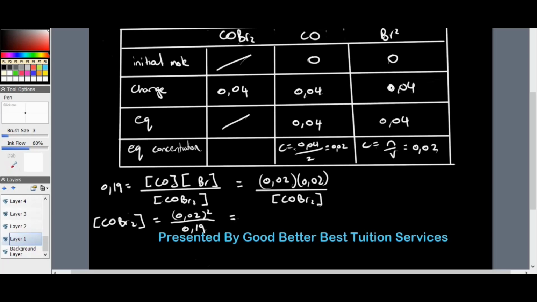So I've got 0,02 times 0,02, alright, and I want to divide that by 0,19. Okay, I'll get an answer of 2,11 times 10 to the power of -3 mole per decimeter cube, and I think that should be the correct answer if we check the memo.